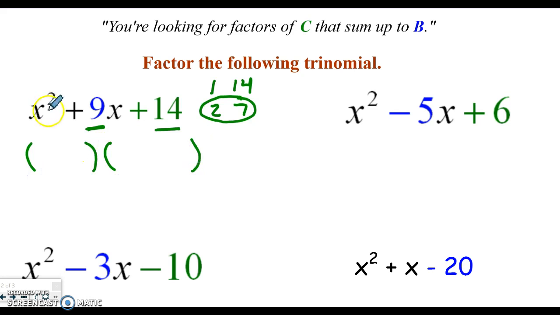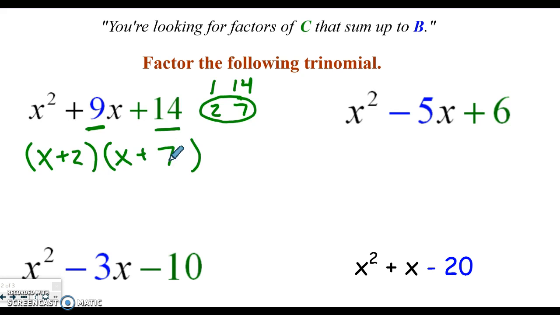So when I go to pull this apart and factor it, I have my two parentheses. I know that x squared is going to pull apart into components, x and x. And then I know that my numbers will add up to b and multiply to c. The only two that do that are positive 2 and positive 7. So I have now successfully factored x squared plus 9x plus 14.